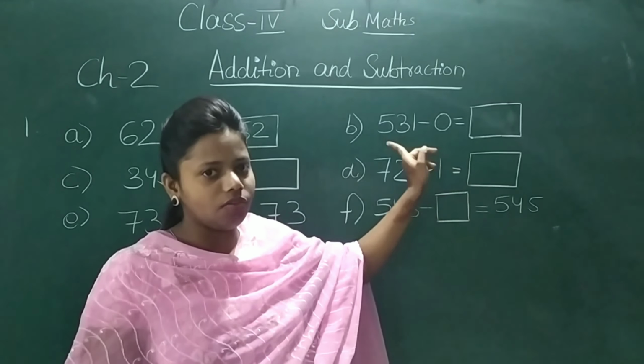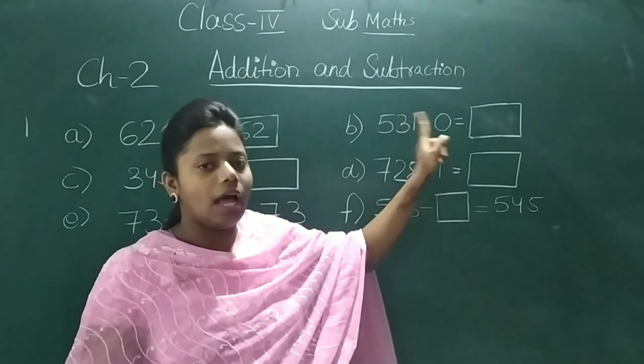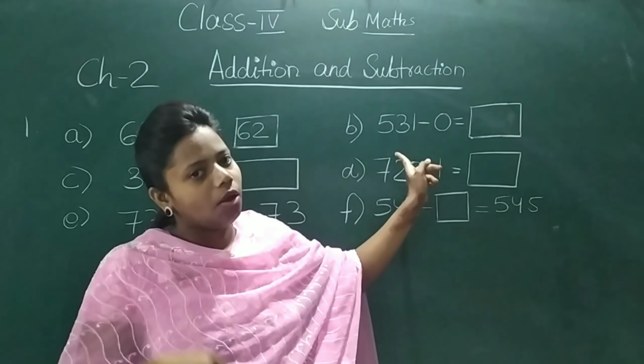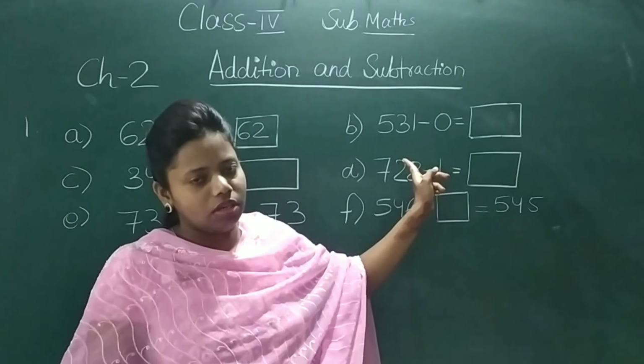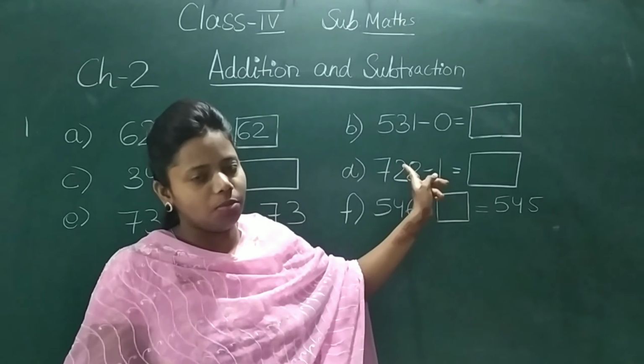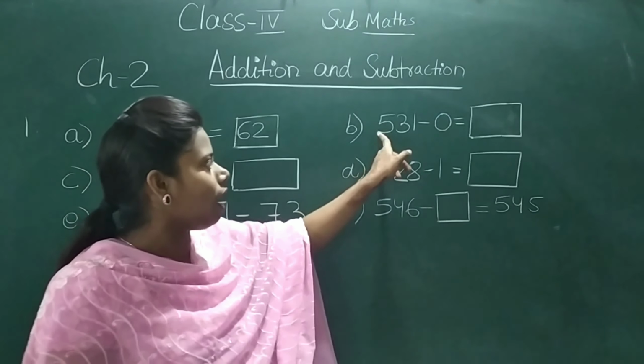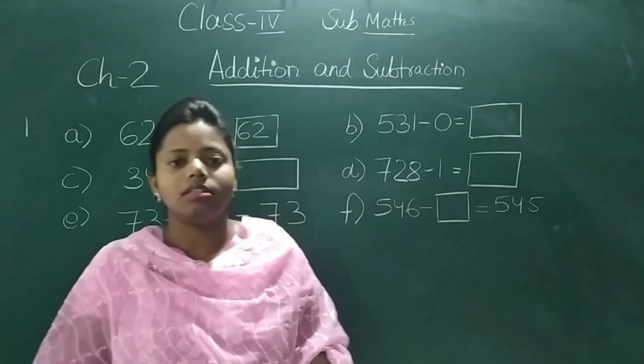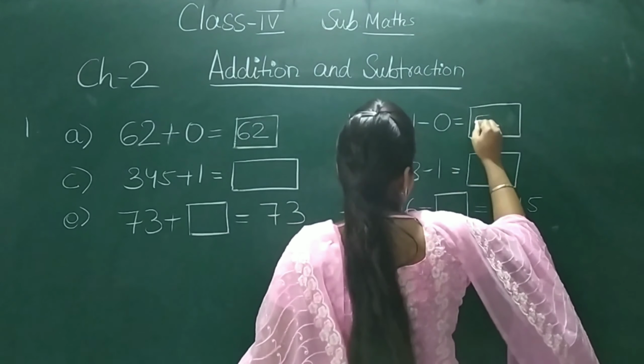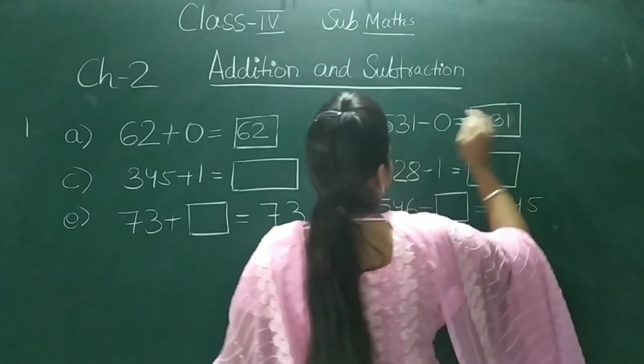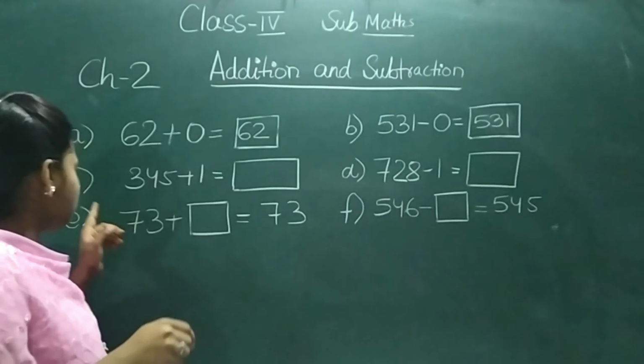So here it is 531 minus 0. 0 is getting subtracted from it, so the answer will be the same. Any number, when 0 is subtracted from it, the answer will be the same. So 531 minus 0, the answer will be 531. Now let's see number C.